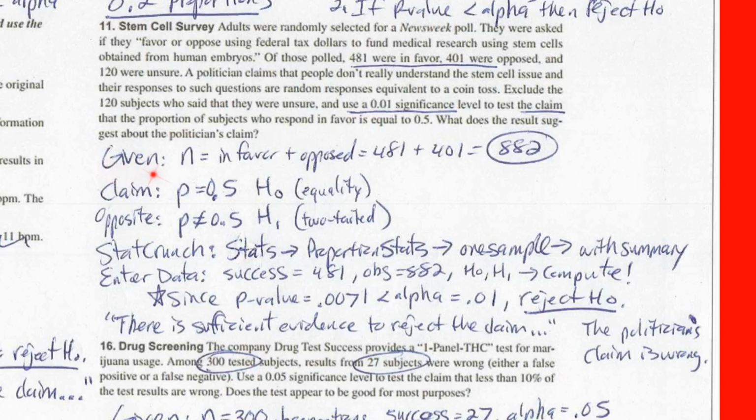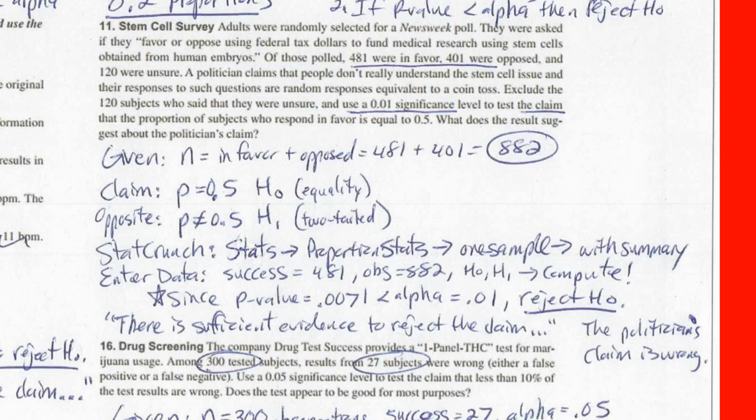So it's a good idea to write down the given information. In this case, we had in favor of the poll, opposed to the poll, so that gave us a total, because they didn't give us a total here, so we had to come up with this ourselves. Okay, and we're going to need this for StatCrunch. Now the claim right here is that the proportion is equal to, okay? So this claim happens to be the null hypothesis because it's equality. Okay, the opposite would be not equal to.